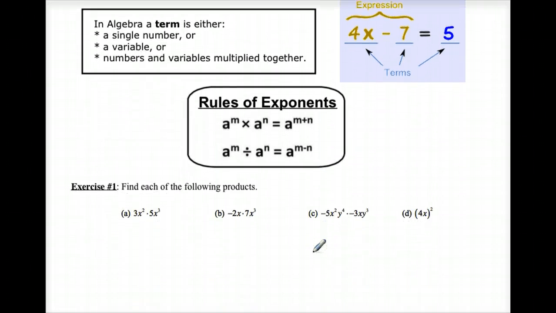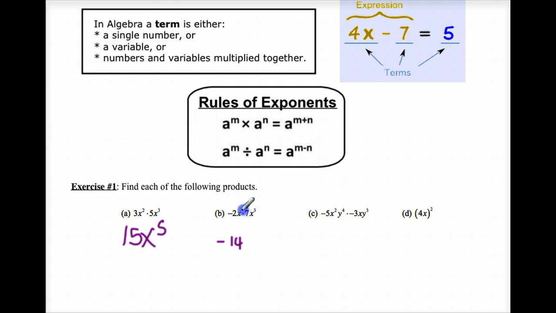So the first part of this, I want to find the product of each. These are monomials, so what I do is I multiply the numbers. 5 times 3 is 15. Then I look at the x. That's x squared times x to the third. They're the same base. The base is the bottom. They have x, so I keep the x, the base, and then I add the exponents. So 2 plus 3 is 5. That's it. Negative 2 times 7 is negative 14.